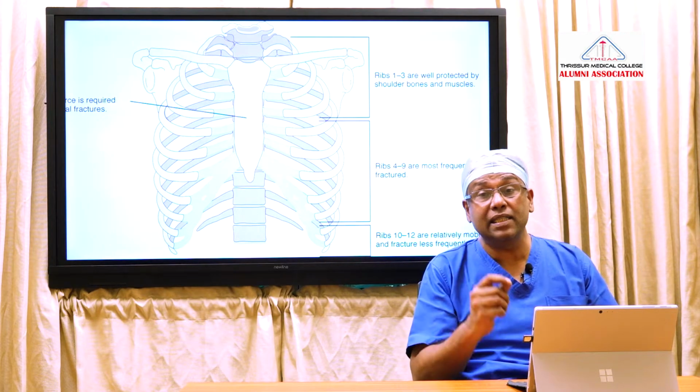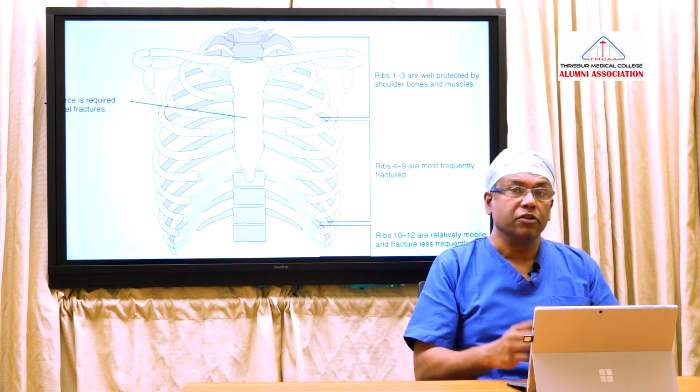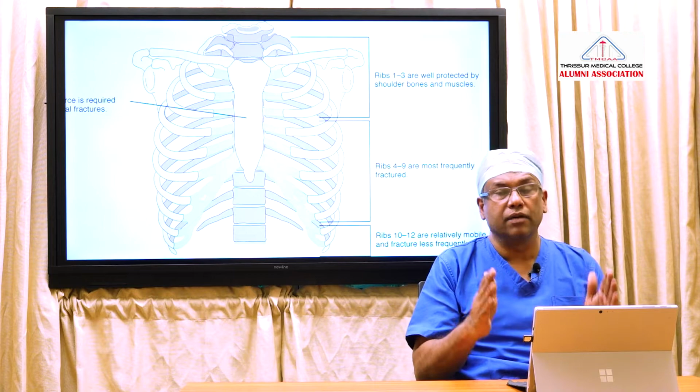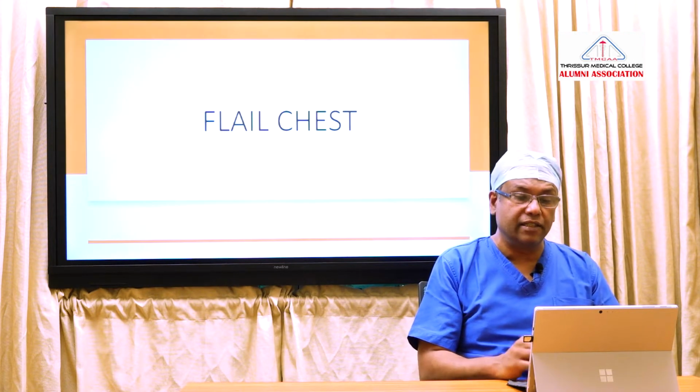So the best analgesia in rib fractures is intercostal blockade. So that finishes simple rib fractures. Now coming to the next topic, that is flail chest. What is flail chest? Flail chest is a complicated rib fracture.